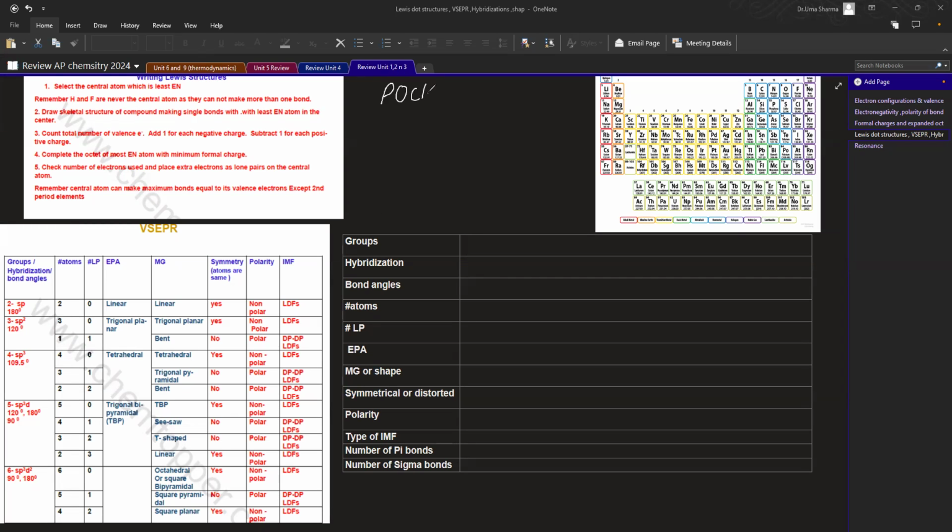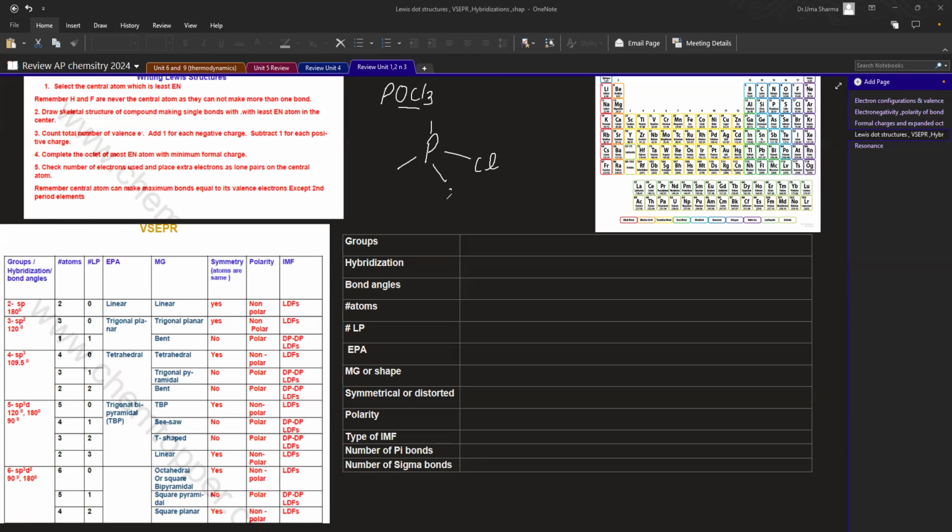POCl3. That's the example. Now, first step, draw the Lewis dot structure. Center element, make the skeleton. Skeleton means make single bonds with other elements. Like this.